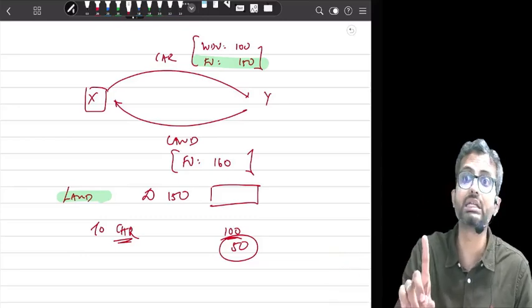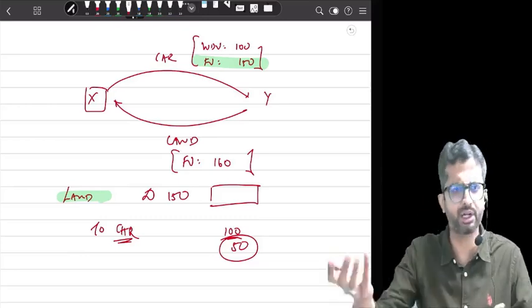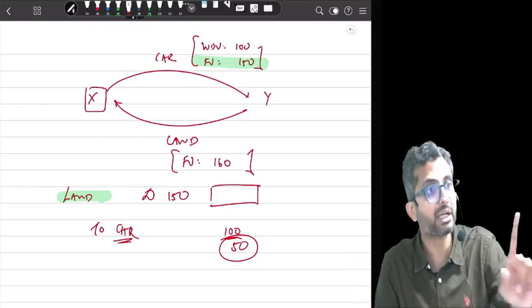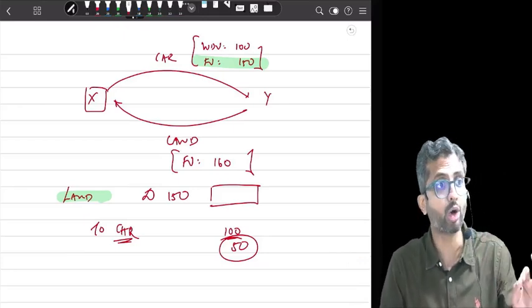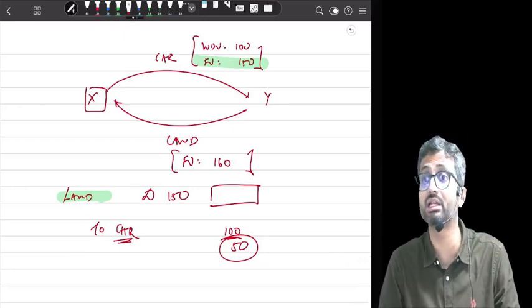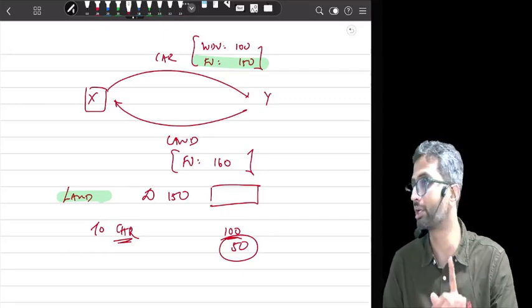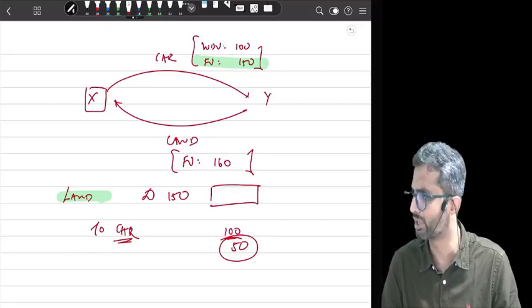So 50 is realized gain. By the way, it is not realized in cash, but it is realized in some other non-cash means. But it is realized gain, and hence the law tells you that you should take it as gain on barter in the statement of profit and loss. Do not touch the revaluation reserve over here. Are we clear with this?